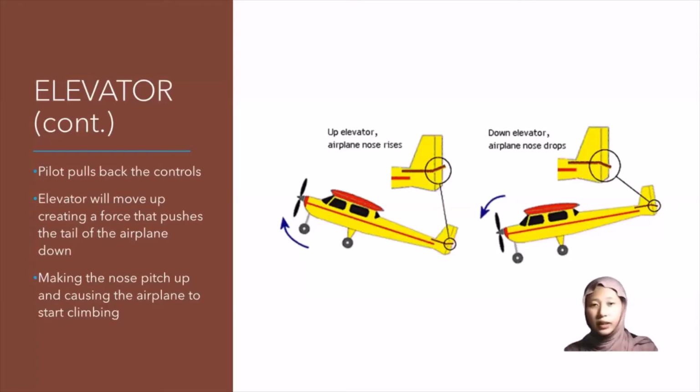If you want to see how the elevator works, you have to scan this image. When the pilot pulls back the controls, the elevator will move up and create a force that pushes the tail of the airplane down, making the nose pitch up and causing the airplane to start climbing. So as you can see on your screen, the up elevator will make the airplane nose rise, while when the elevator is down, the airplane nose will drop.